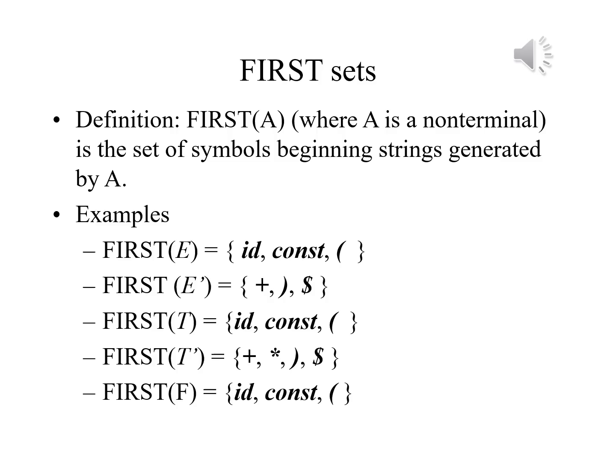The first of T prime is a little different. It will include a plus, indicating that there is no more left to the term, an asterisk indicating that there are other factors coming that we will multiply by what we have so far, and also the close parenthesis and the end of file marker, marking the fact that there is nothing else in the term that we're looking at, let alone in the expression.